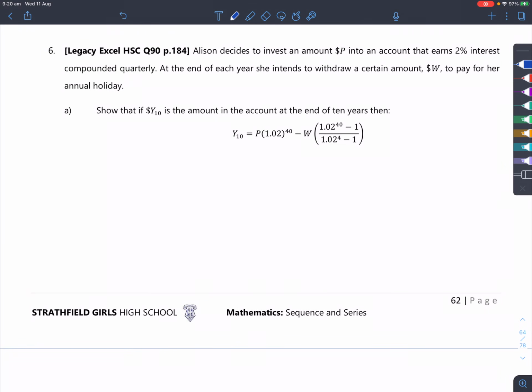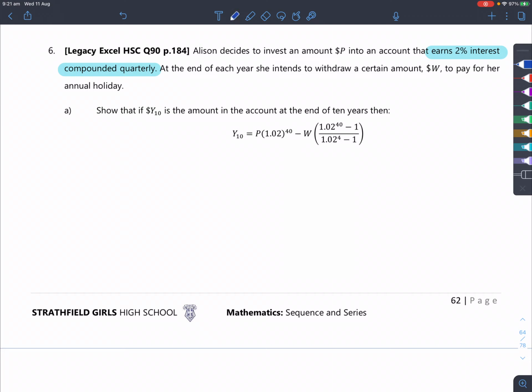Question 6. Alison decides to invest an amount P dollars into an account that earns 2% interest compounded quarterly. Okay, this question is compounded quarterly compared to monthly that we've done before. At the end of each year, she intends to withdraw a certain amount, W dollars, to pay for her annual holiday. Show that if Y10 is the amount in the account at the end of 10 years, then this is equal to this expression.